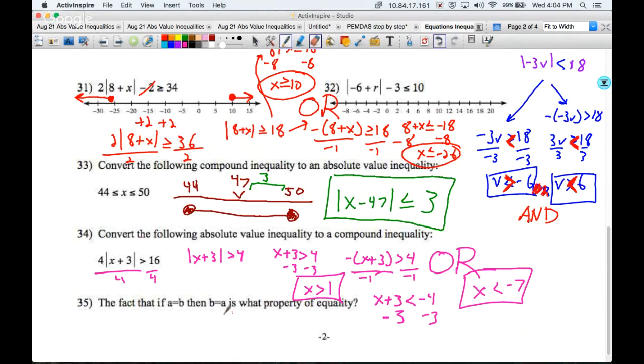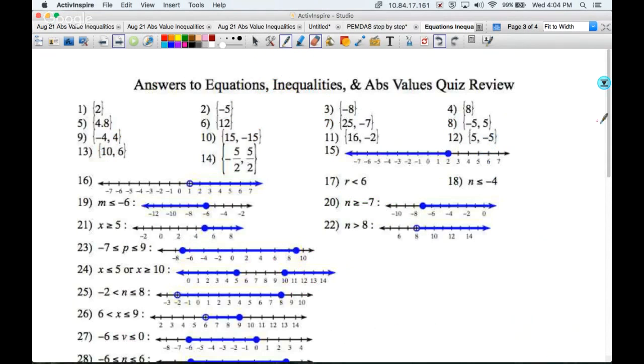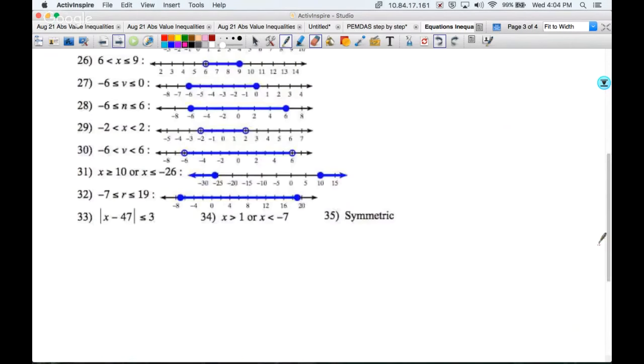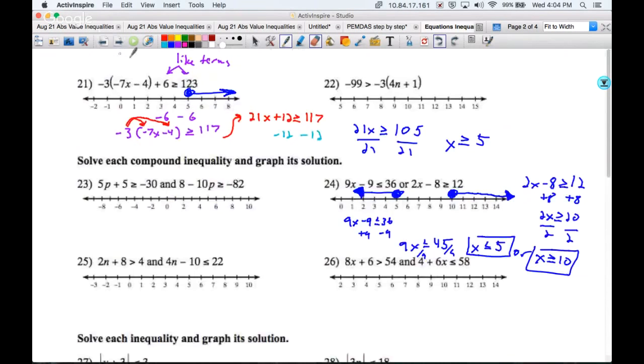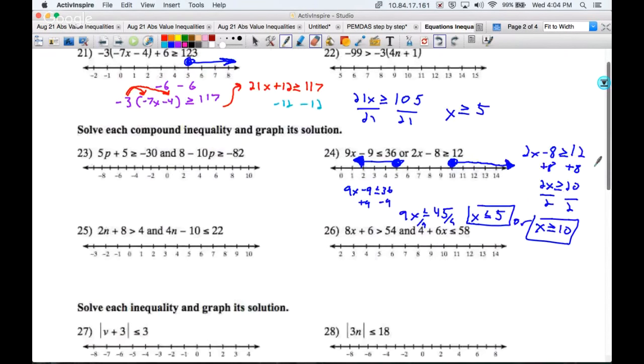If a plus b equals b plus a, that is what property of equality? This is our symmetric property of equality. Double check that one. Symmetric, yep. Yeah, it kind of looks like a mirror is being held up in between the two equations.